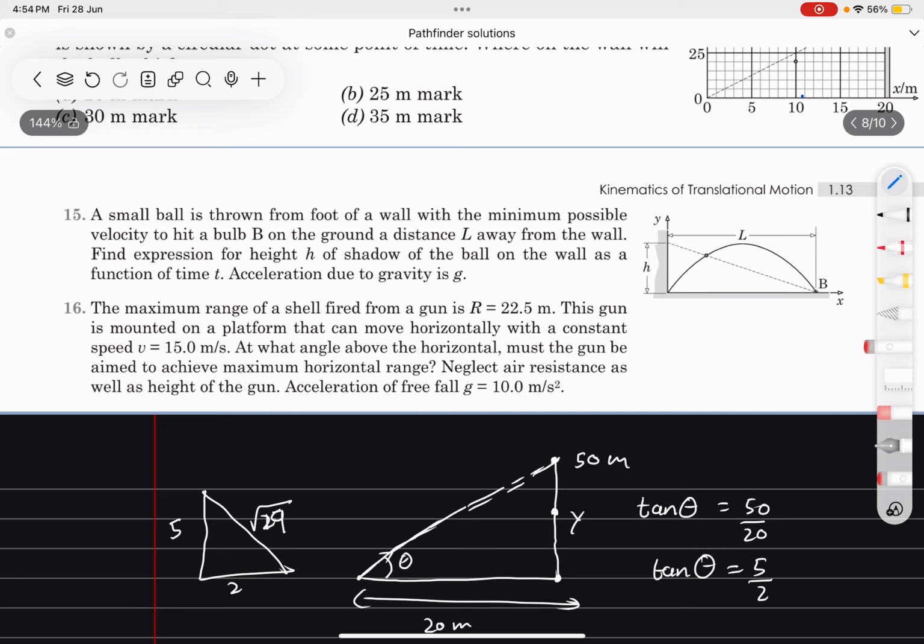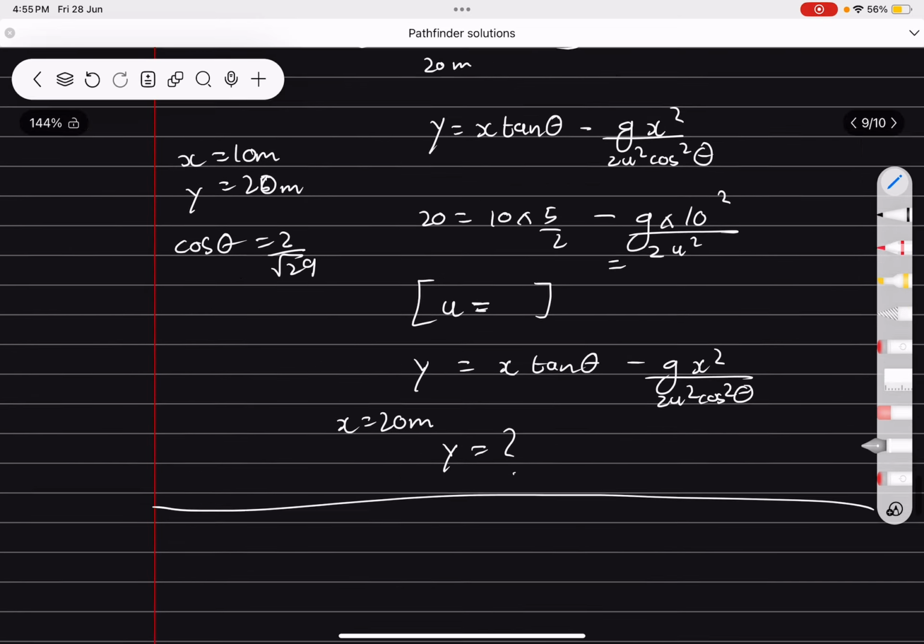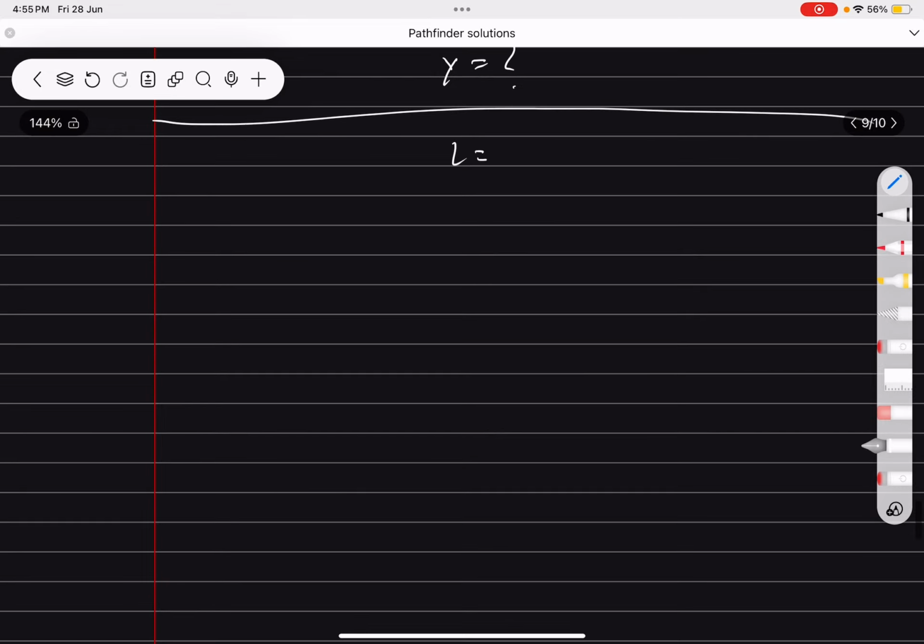So what does the next problem say? A small ball is thrown from the foot of a wall with minimum possible velocity to hit a bulb on the ground at a distance L away from the wall. Find the expression of height h of the shadow of the ball on the wall as a function of time. They have given us the range of the ball, which is L. So L is, if you recall the formula for range, u square sine 2 theta by g.